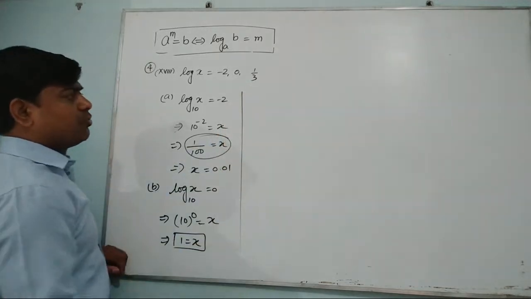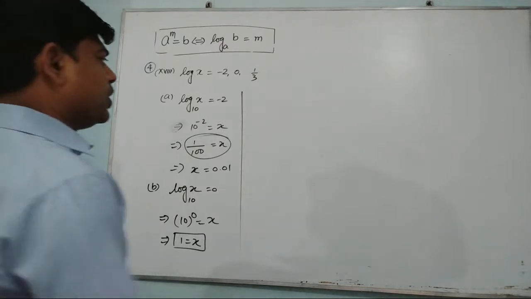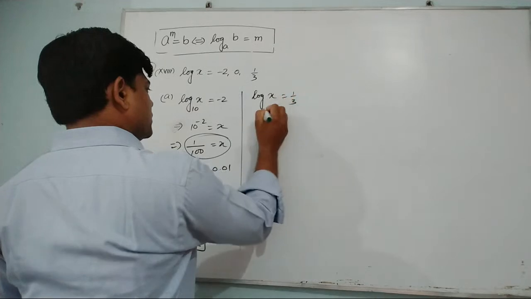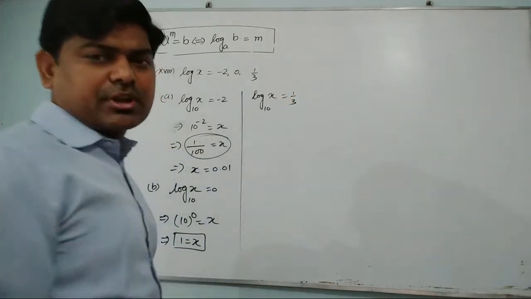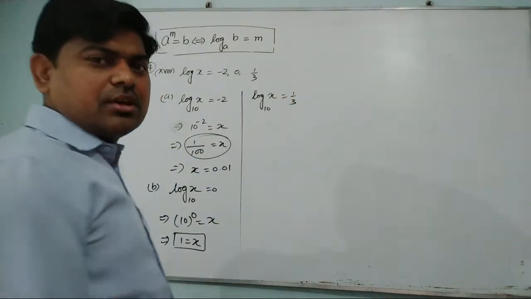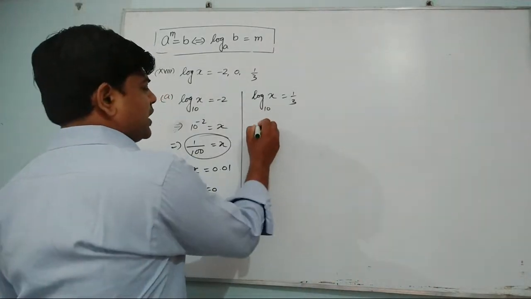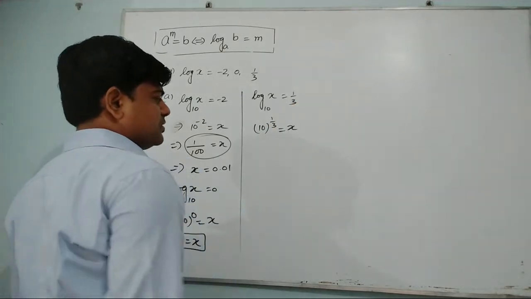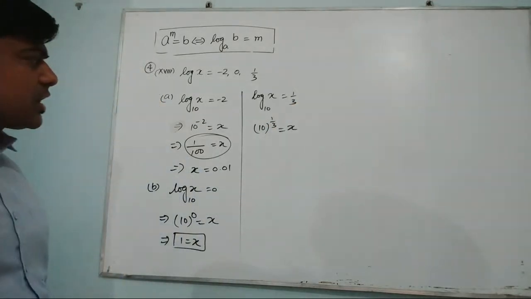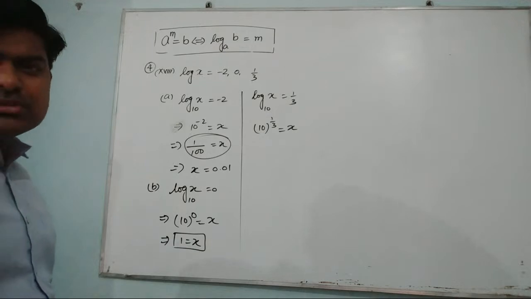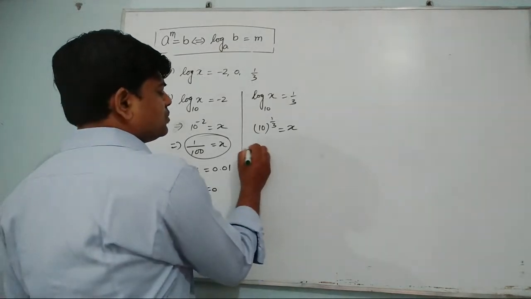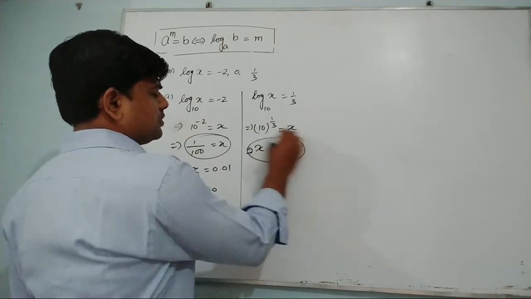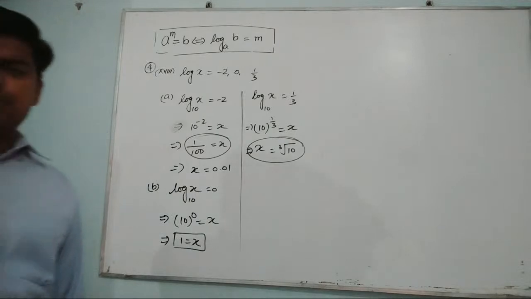The next part is 1 upon 3. What can I write? Log x is equal to 1 upon 3. As I told you, the base is not there, so automatically we will take base 10. And if base 10 is there, what should I write? 10 to the power 1 upon 3 is equal to x. Now tell me, it can simplify. Cube root. Simply I can write x is equal to cube root 10. I don't think it is very difficult for you people.